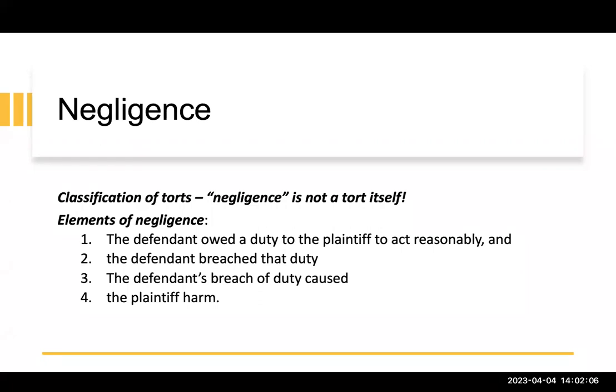The elements of negligence, there's 4 of them that are included in every negligent cause of action. And one is the defendant owed some sort of duty to the plaintiff to act reasonably. Second, that the defendant breached that duty. In other words, they did not act reasonably, and that there was causation of the plaintiff's harm by the defendant's conduct. And again, we have these elements that are present in every negligence action.